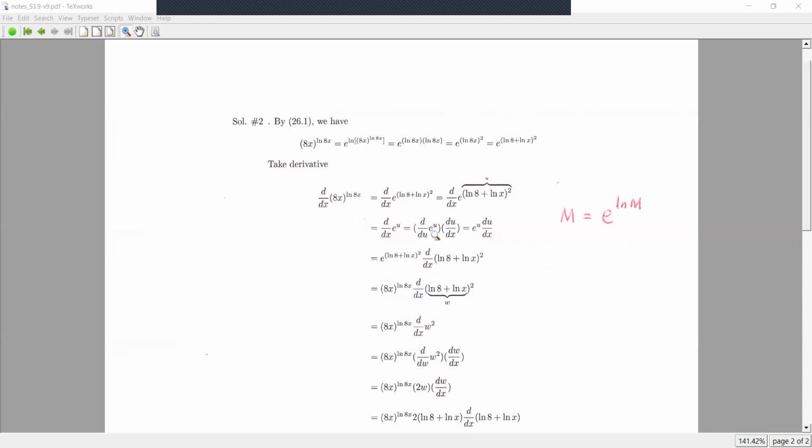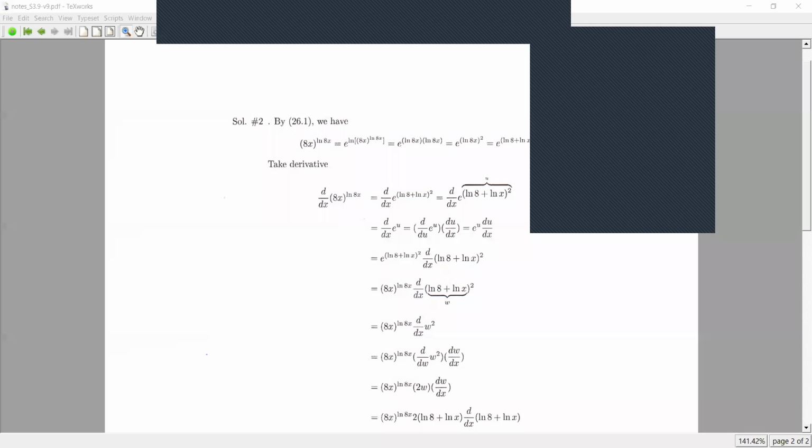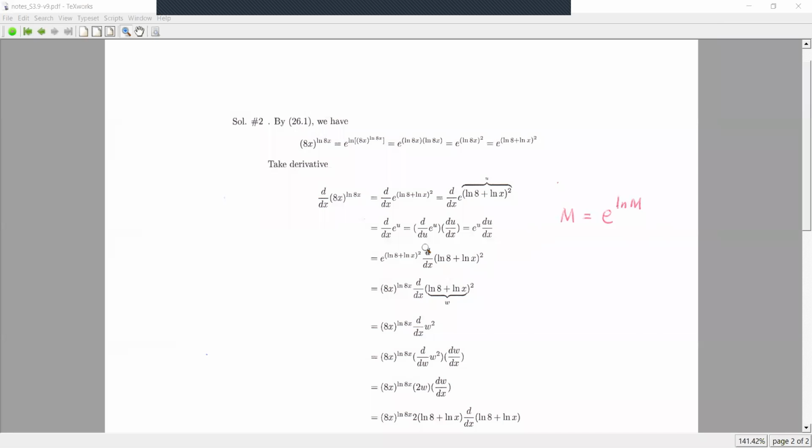Derivative of e to u with respect to u is e to u. Now plug in natural log of 8 plus natural log of x squared in the u here. Then I have this equation. To compute this derivative, I use the chain rule again. I let w be the base, natural log of 8 plus natural log of x. Then the function becomes w squared.